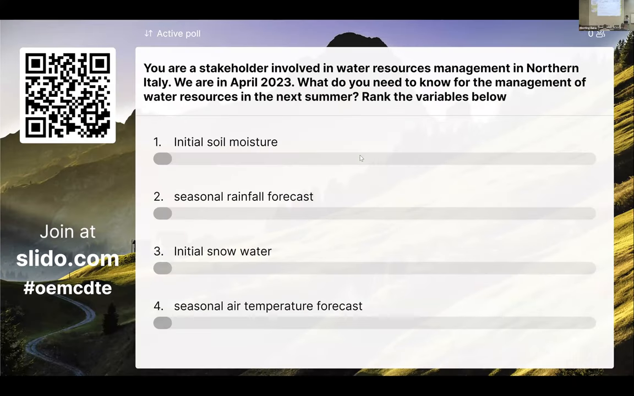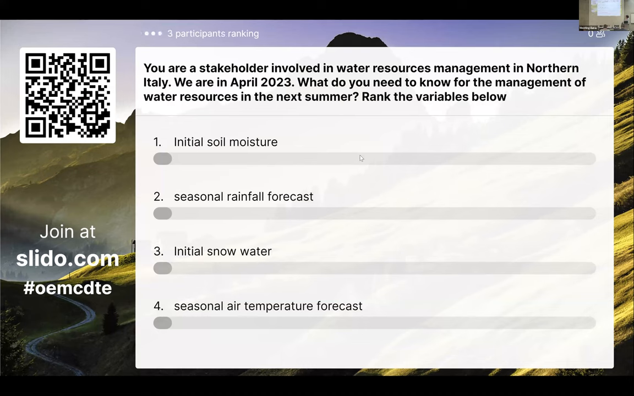And so the problem here is you are a stakeholder. In Italy, we have a drought problem. Last year, we had the most severe drought in northern Italy in the last 200 years. There is a paper about that. And so if you are at the beginning of the summertime, you have to manage water. And so what you need to know to best manage water resources.